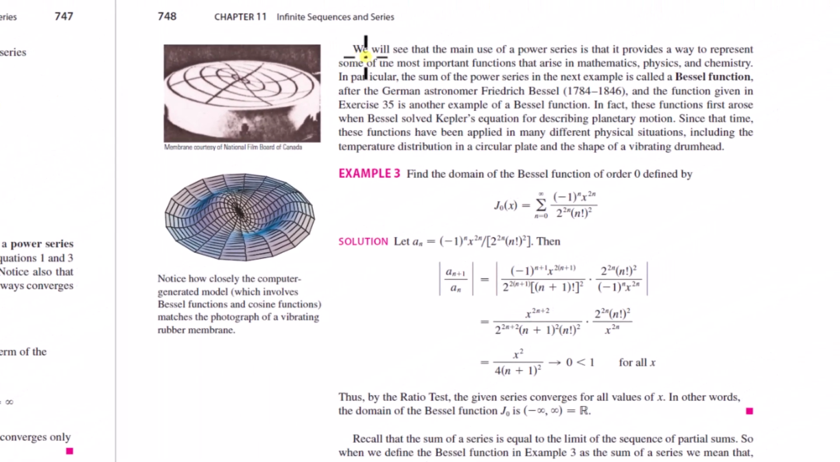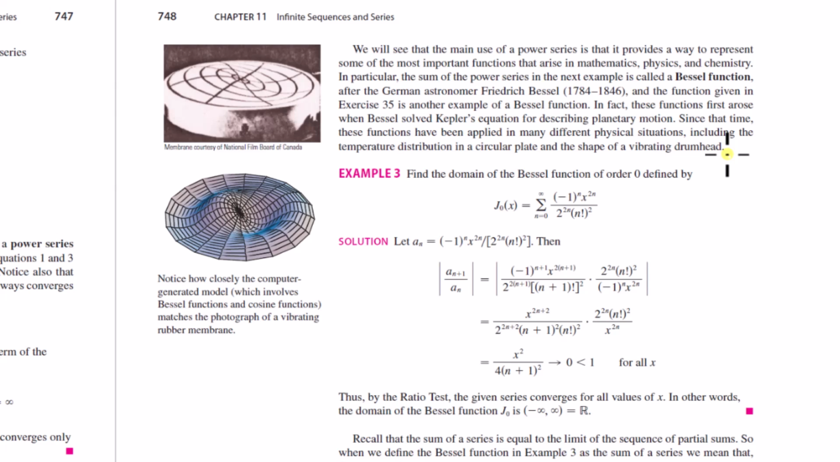All right. We will see that the main use of a power series is that it provides a way to represent some of the most important functions that arise in mathematics, physics, and chemistry. In particular, the sum of the power series in the next example is called a Bessel function, after the German astronomer Friedrich Bessel. And the function given in exercise 35 is another example of a Bessel function. In fact, these functions first arose when Bessel solved Kepler's equation for describing planetary motion. Since that time, these functions have been applied in many different physical situations, including the temperature distribution in a circular plate and the shape of a vibrating drumhead.